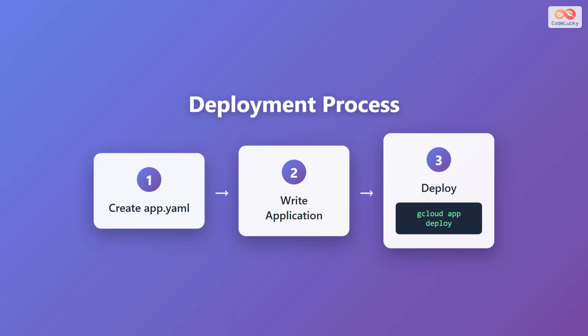Deploying an application to App Engine is straightforward and consists of 3 main steps. First, you create your app.yaml configuration file with all the necessary settings for your application. Second, you write your application code using one of the supported programming languages and frameworks. Third, you deploy your application using the gcloud app deploy command. This single command handles uploading your code, provisioning resources, and making your application live. The entire deployment process is automated and typically takes just a few minutes. App Engine handles all the complexity of setting up servers, configuring load balancers, and ensuring your application is running properly across multiple instances.